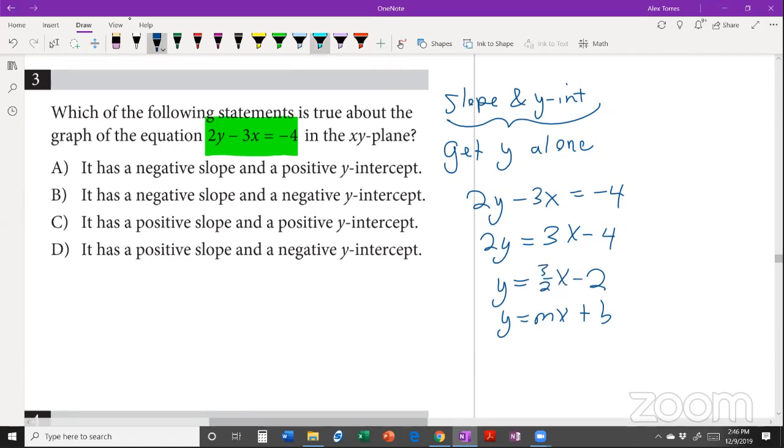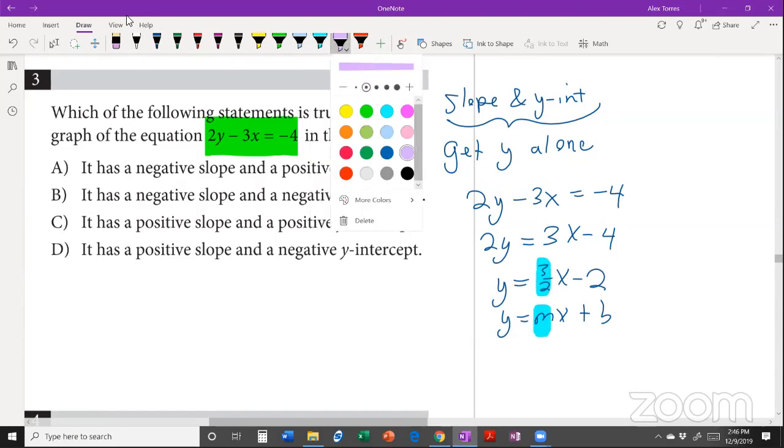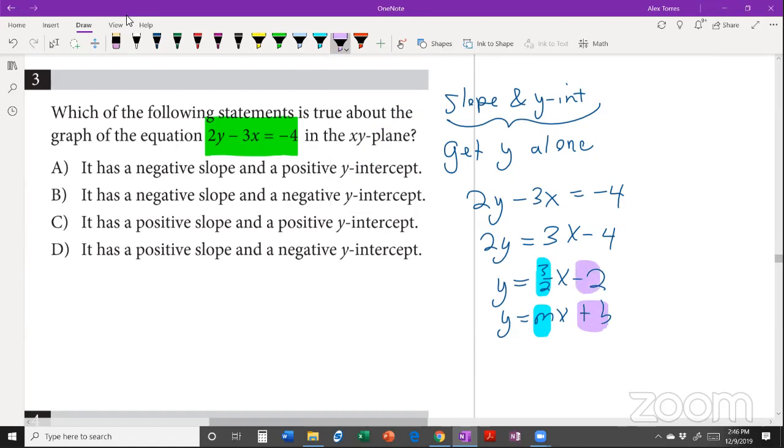And so we've got it in a y equals mx plus b appearance, and the m is 3 over 2, and the b is negative 2. So the slope is positive, so we want a positive slope, and we do have a negative y-intercept, so these two would have been correct. And of course, the one that has both is choice D for number 3. Going over now to number 4.